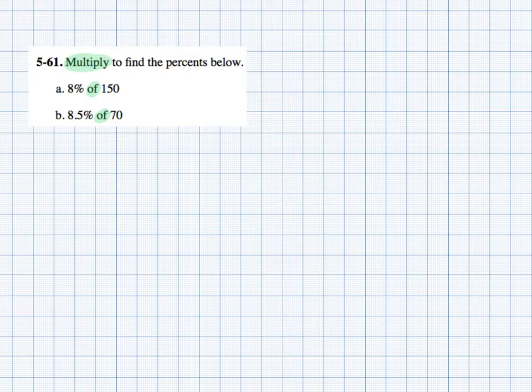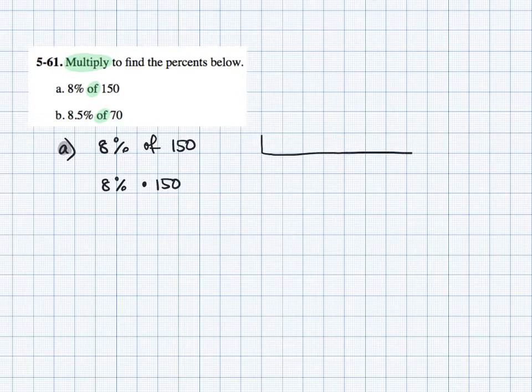So I'm going to do example A, and I want to do a little visual to see what my answer is going to look like. So let's write it down. 8% of 150. Our job is to multiply, so we can record it as 8% times 150. Now when we have percents, what is the meaning of it? Remember, it's out of 100. So I'm going to draw and see what my answer would look like.